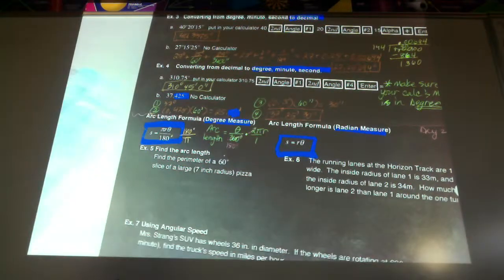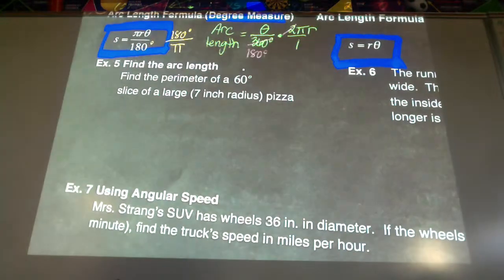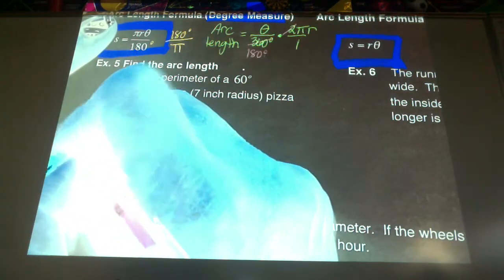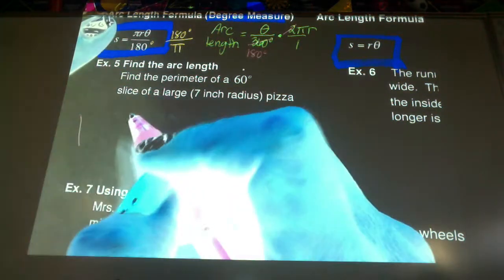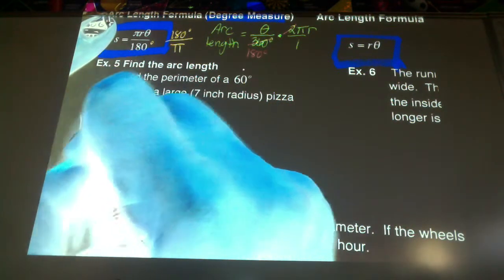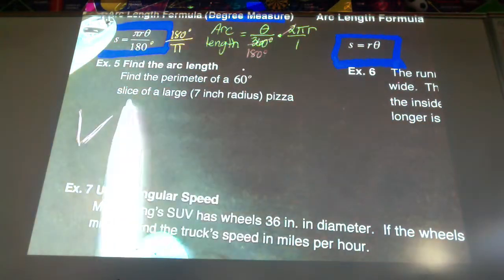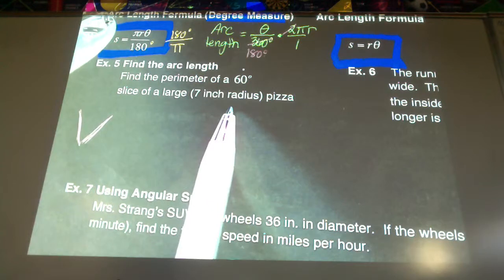So let's look at two somewhat simple problems compared to the rest of them. We're going to find the perimeter of a 60-degree slice of a large pizza. A pizza slice looks like this. The 60 degrees, the slice, this is your angle, isn't it? I said 60-degree slice of a large pizza with a 7-inch radius.